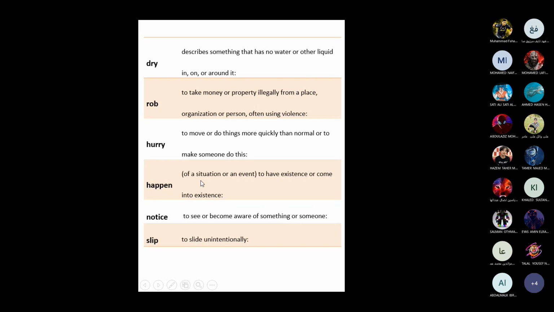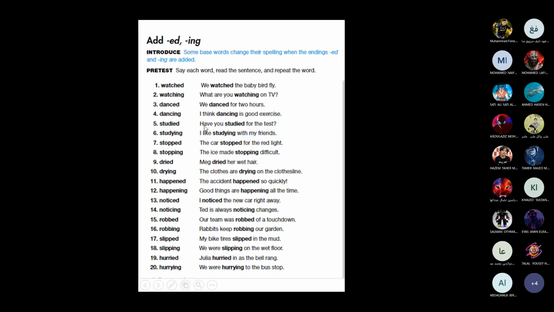Happen: of a situation or event, to have existence or come into existence. Notice: to see or become aware of something or someone. Slip: to slide unintentionally. Then we have sentences. Each word has a sentence.